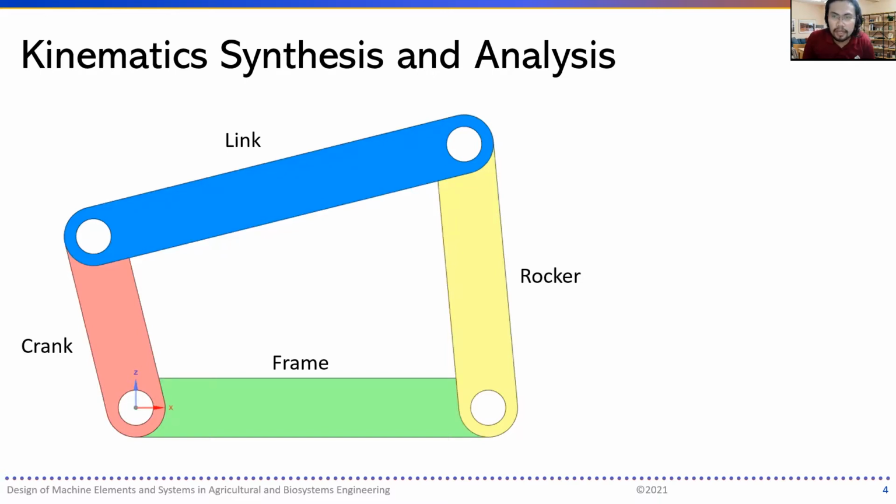This is a crank rocker mechanism, and what's important in the kinematic synthesis is the identification or the determination of the position or displacement of the parts. Given this is still a rigid body, we also want to know the velocity and then the acceleration.